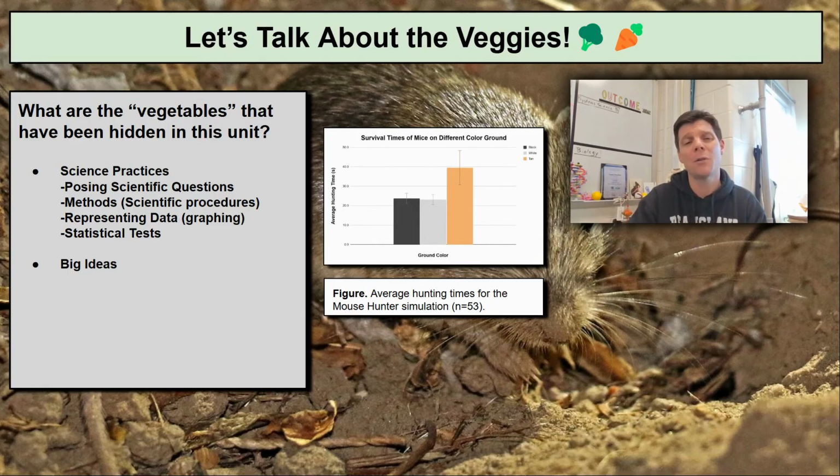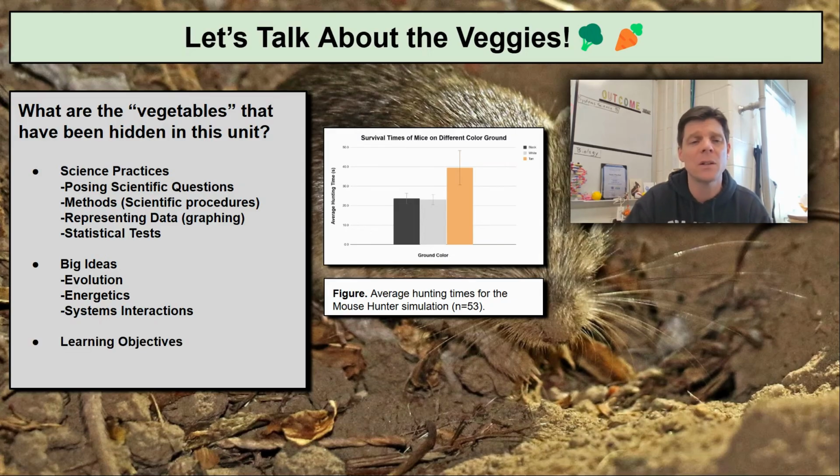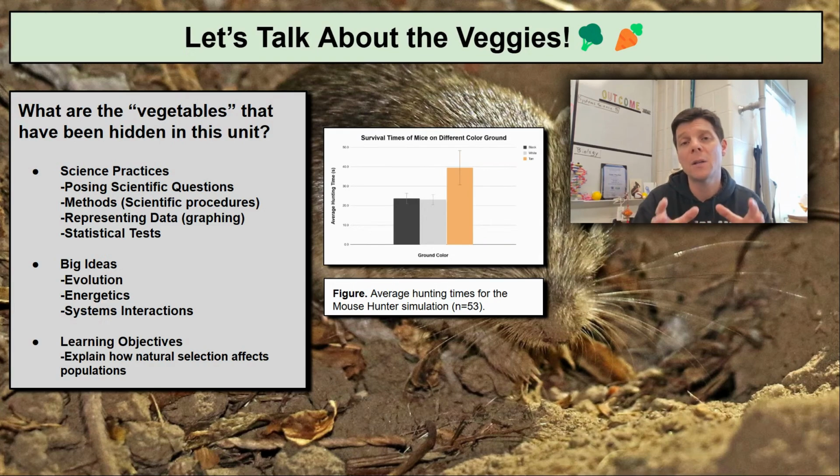They're also covering big ideas here. We're learning about evolution and energetics and systems interactions throughout this unit. The learning objectives, we're really tying that into natural selection. Now, it's not a full coverage of natural selection at this point of the school year.